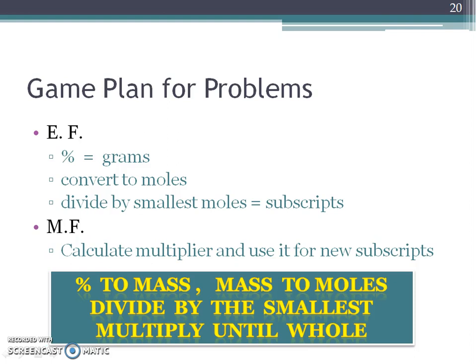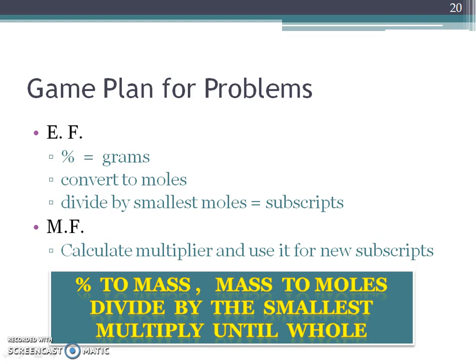So the game plan for these problems, and I'm not going to go into great detail because most of the time they don't ask you for an actual empirical formula problem, but you still want to remember that there's a concept and that there are conversions and how to get to where we need to get to. So some teachers like to say percent to mass, mass to moles, divide by the smallest and multiply until whole. However you want to remember it, if that helps you, that's great.